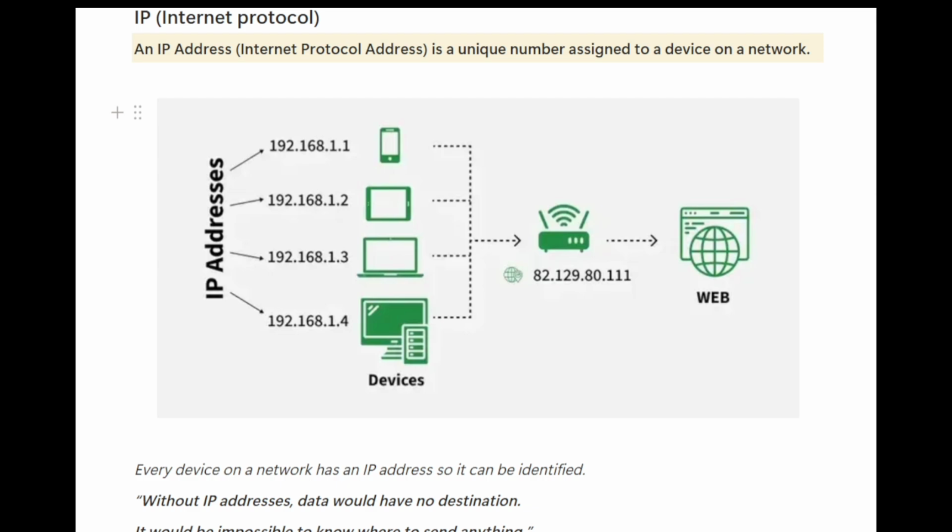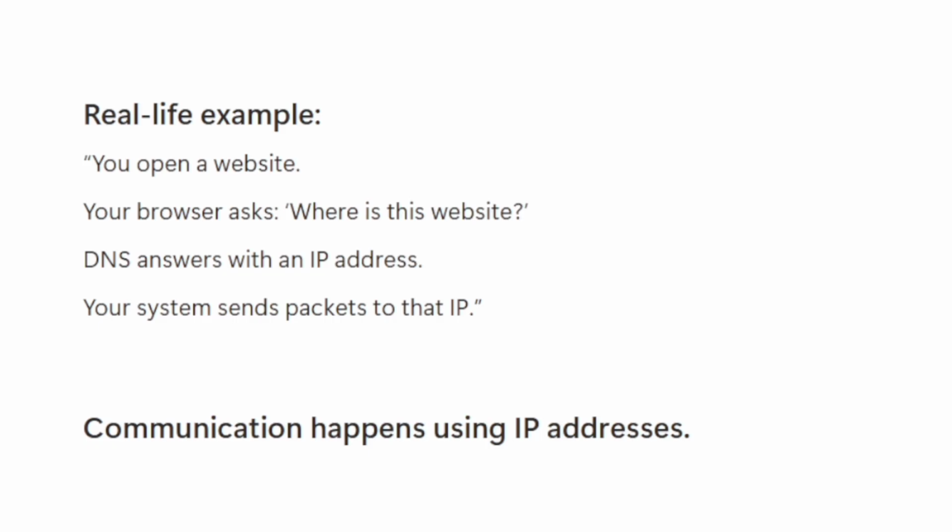Without an IP address, data would have no destination. It would be impossible to know where to send anything. Let's take a real life example. When you open a website, you type a name like google.com. Your computer does not understand names. It understands numbers. So behind the scenes, what happens is you open the website, your browser asks where this website is, and DNS, the Domain Name System, answers with an IP address. Your system sends packets to that IP, and all of this happens in seconds, but the concept is simple. Communication happens using IP addresses.